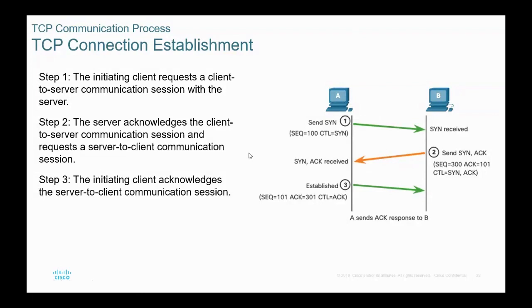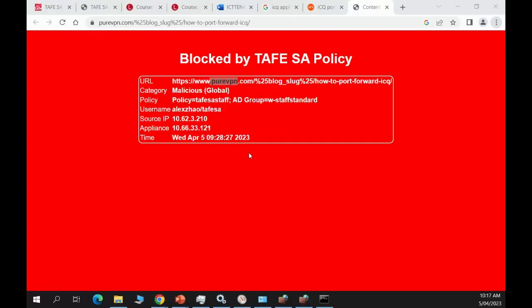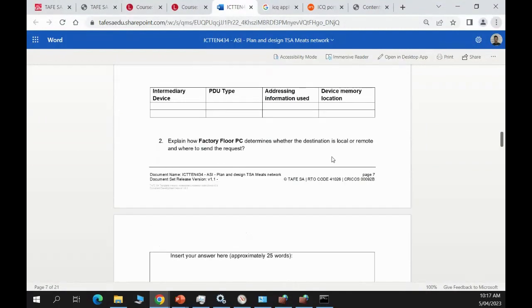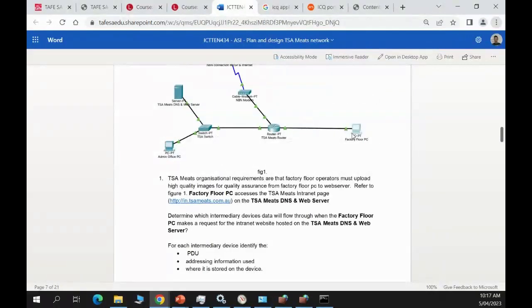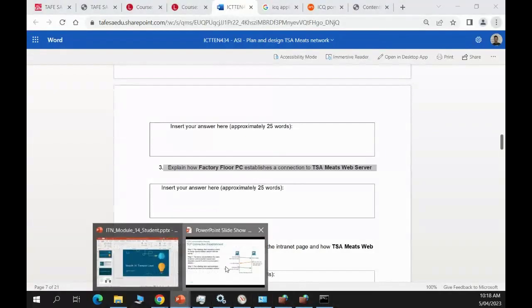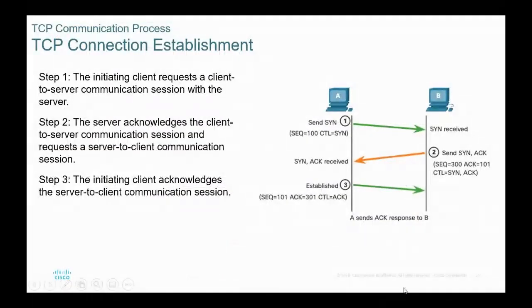Why is this slide important? Let's go back to our assignment 1, part 2, question 3. Explain how the factory PC, that's here, the factory PC, establishes a connection to the web server. Okay, so establishes a connection. This is exactly talking about the three-way handshake.